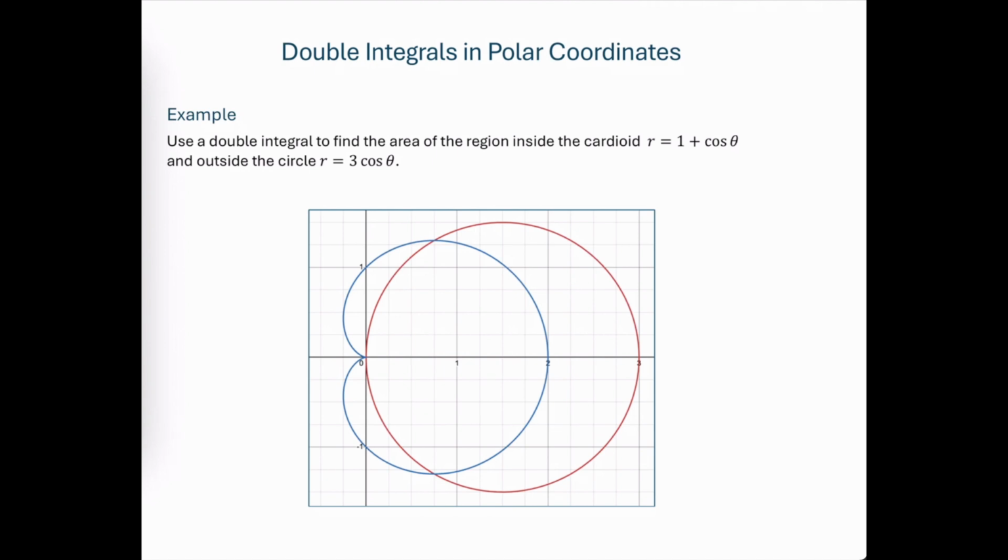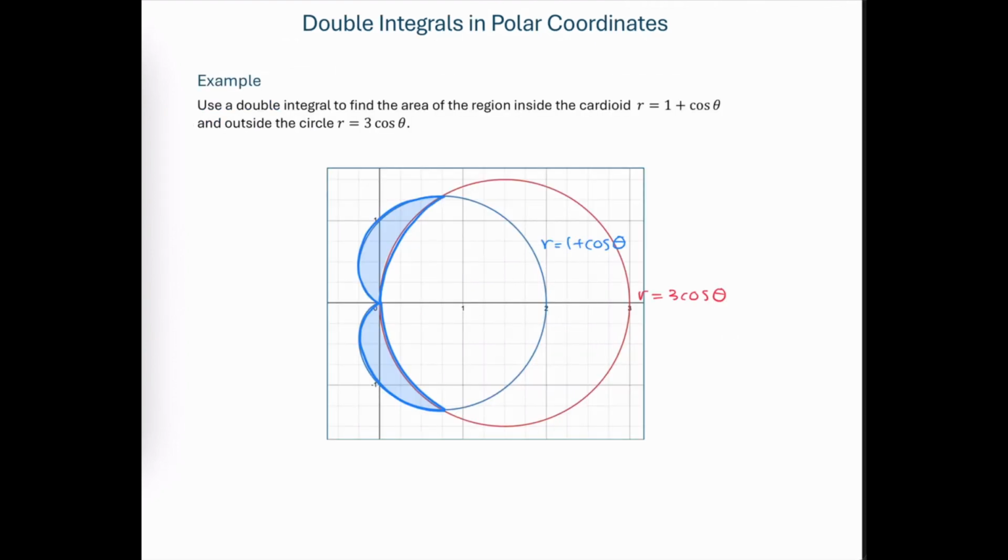Use a double integral to find the area of the region inside the cardioid r = 1 + cos theta and outside the circle r = 3 cos theta. The circle is graphed here in red and the cardioid in blue, and we're being asked to find the area of this region that is inside the cardioid and outside the circle.